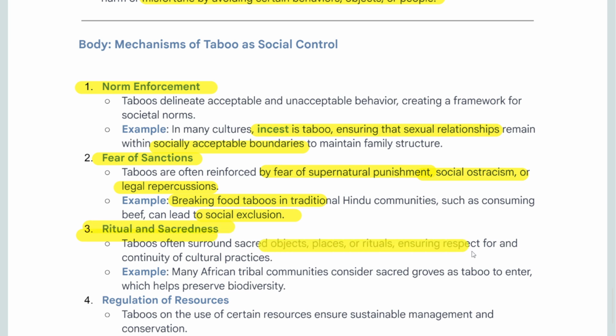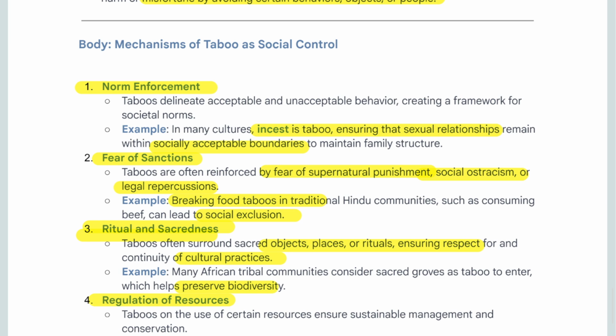Taboos often surround ritual and sacredness. Things, places, times that are sacred often have taboos around them to ensure respect. Think of sacred groves in Africa, taboo to enter, which also protects the environment. Interesting link. Yeah. They help regulate resources. Taboos on hunting certain animals at certain times, like among the Inuit, prevent overexploitation. Sustainable management, basically.